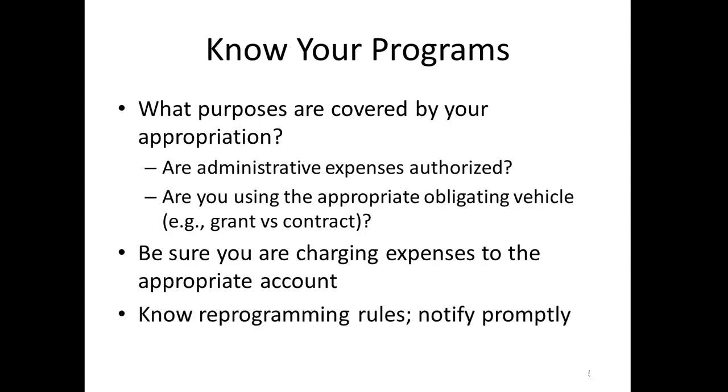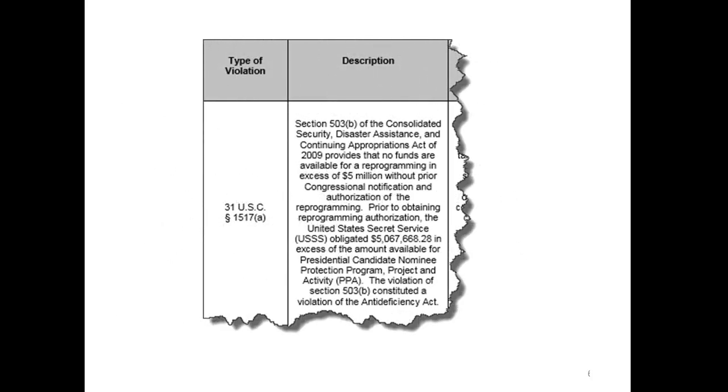Are you knowledgeable of reprogramming rules and notification requirements? Here, for example, is a report on a Secret Service violation caused by missing a reprogramming notification. Because a general provision required a timely notification of any reprogramming in excess of $5 million, a violation occurred.